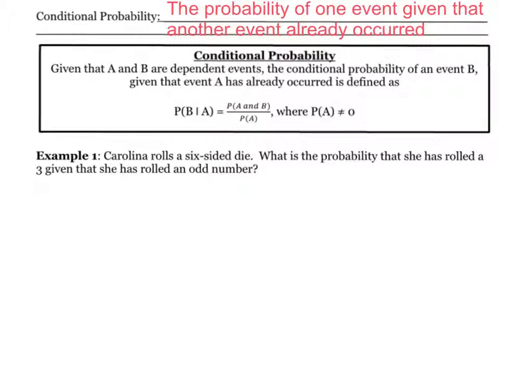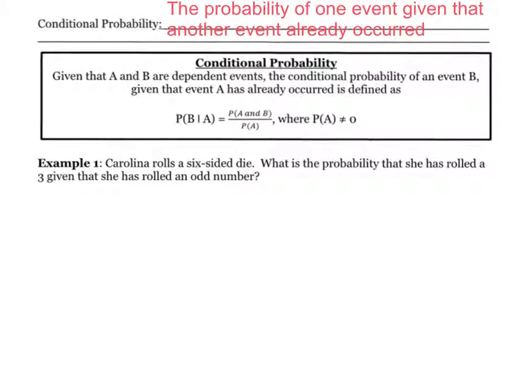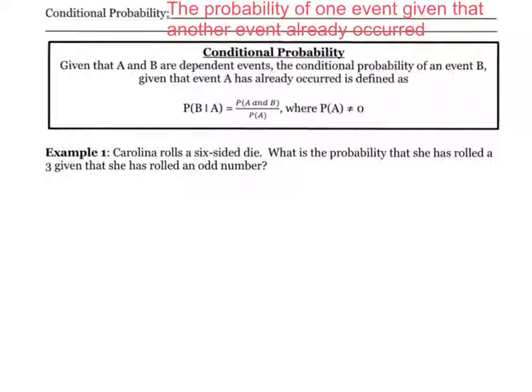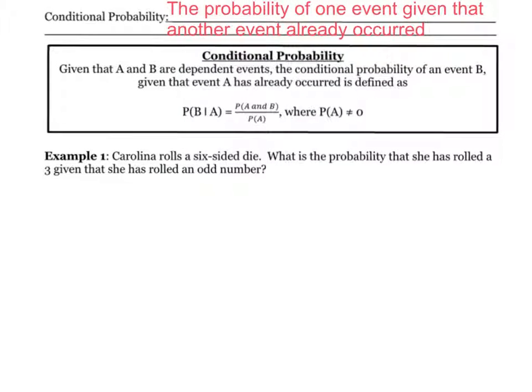In our example, it says that Carolina rolls a 6-sided die. What is the probability that she has rolled a 3, given that she has rolled an odd number? So first we're going to look at defining A and B in this case. We're going to say that A is the probability that she rolled an odd number.